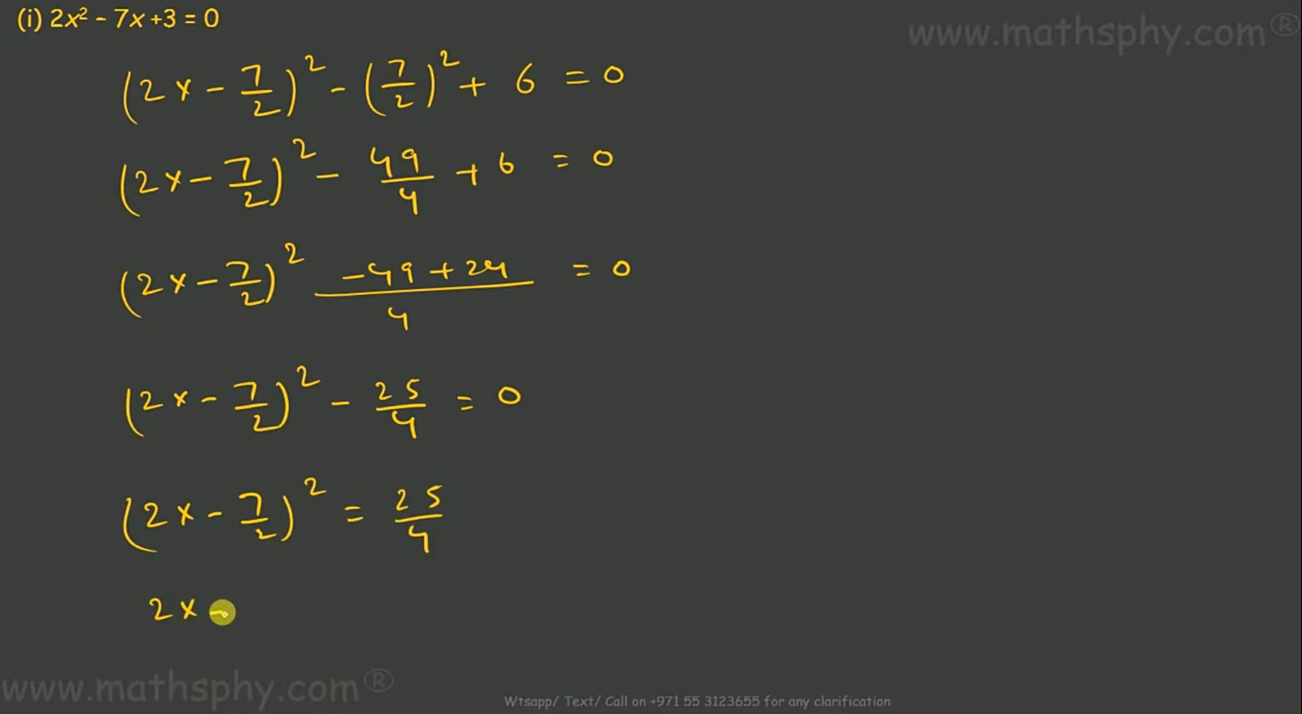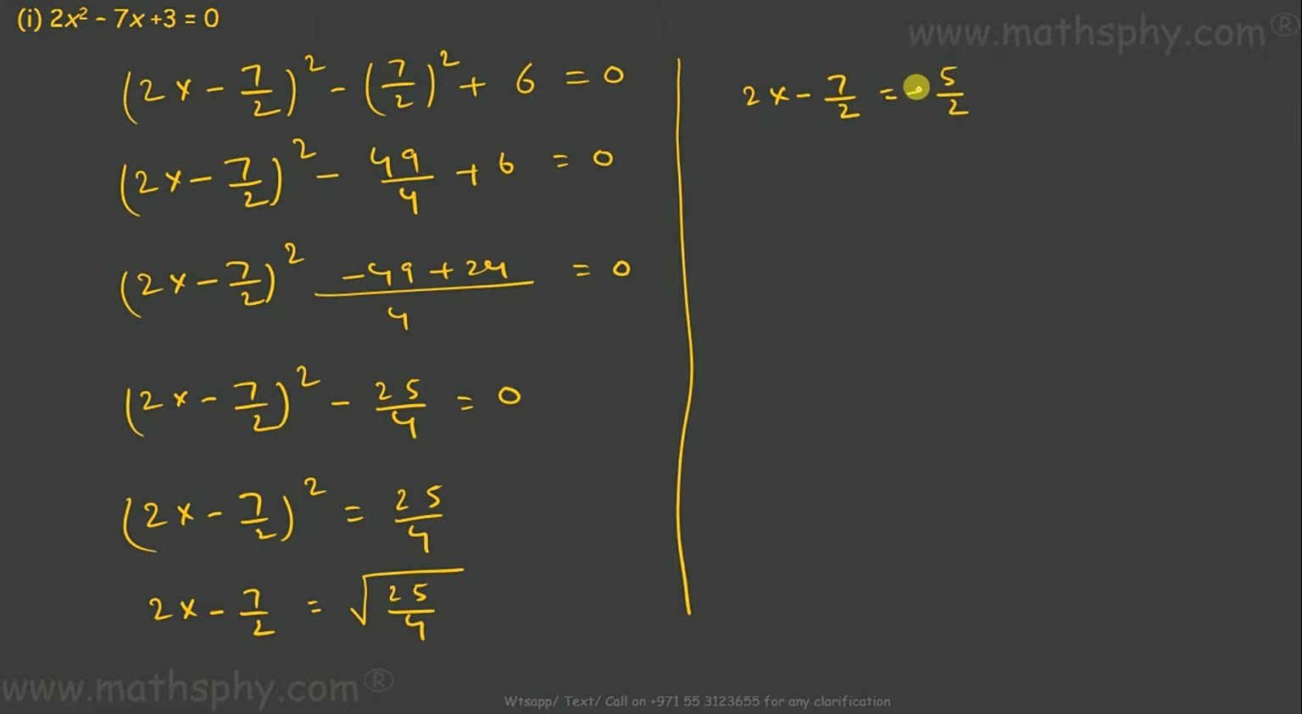So this will be (2x - 7)/2. This square goes this side, becomes root. So (2x - 7)/2 equals to 5 over 2, positive and negative. When anything comes out of root, it becomes positive, negative both. So 2x is equal to 5 over 2 plus 7 over 2, and 2x is equal to negative 5 over 2 plus 7 over 2.